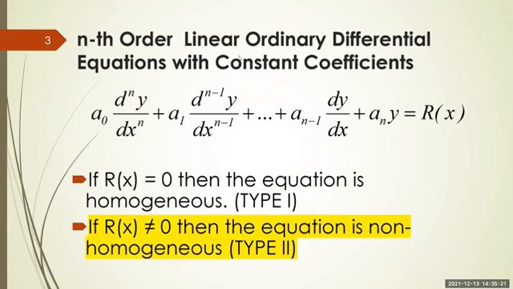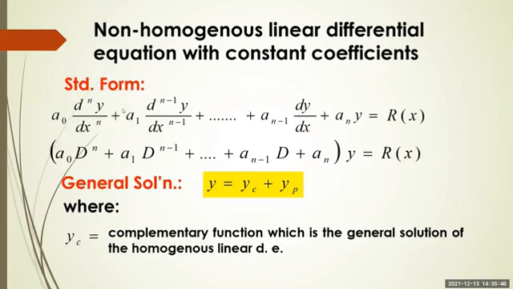We have here the nth order linear ordinary differential equations with constant coefficients. This is the standard form, equal to R(x). Last time, what we had was R(x) equal to 0. That's the type 1 or the homogeneous type. Now we'll be having R(x) non-zero, which is type 2 or the non-homogeneous type. Again, we have this standard form, and then this is with the differential operators.